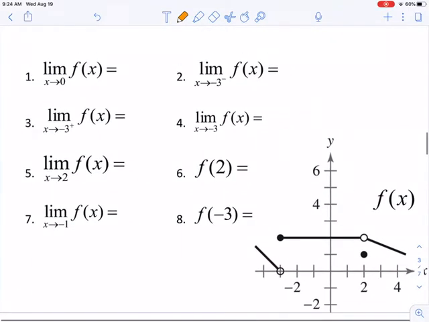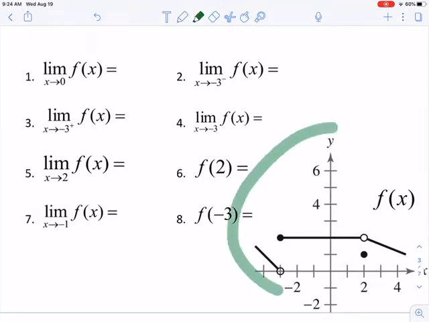Okay. All right, so let's get a little bit more practice with this. See if I can get it. There you go. So I have 8 problems. Some of them are limits, some of them are one-sided limits, and some of them are function values. So here's your graph right here. I want to see if you can complete these 8 problems.